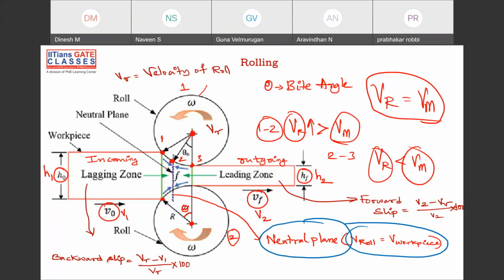Okay. And the plane in which the friction on the workpiece also changes its direction. Initially, the friction will be in the forward direction, and next it will reverse its direction. I told you clearly why it is reversing, because the velocity of the workpiece is increasing. All these things I told you clearly. Okay.